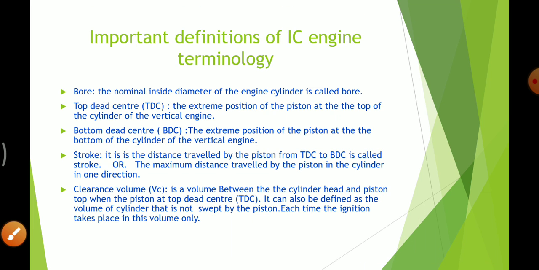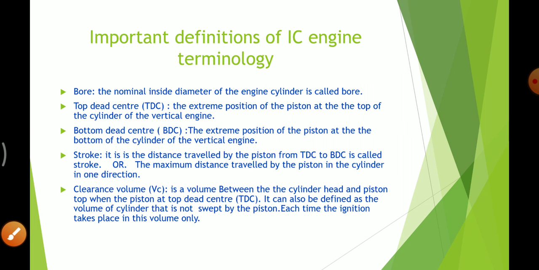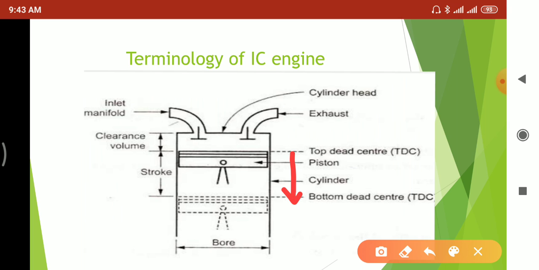Next, swept volume. It is the displacement of one cylinder. It is the volume between top dead center and bottom dead center. As the piston travels from top to bottom, it sweeps the total volume. So when the piston moves from TDC to BDC or BDC to TDC, that volume covered is called swept volume. In one stroke, the piston covers a certain volume, and that is called swept volume.